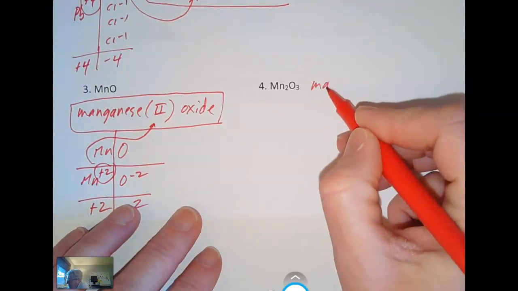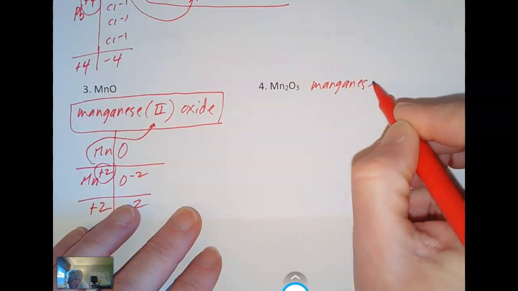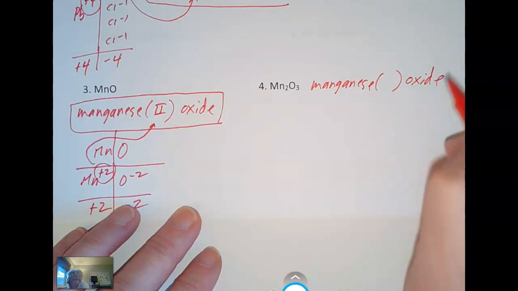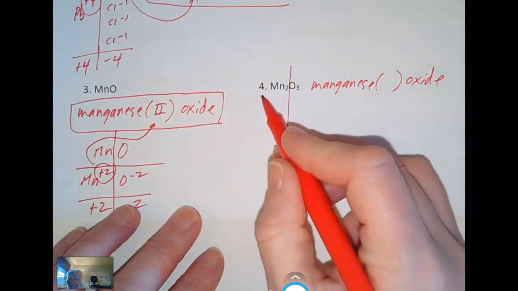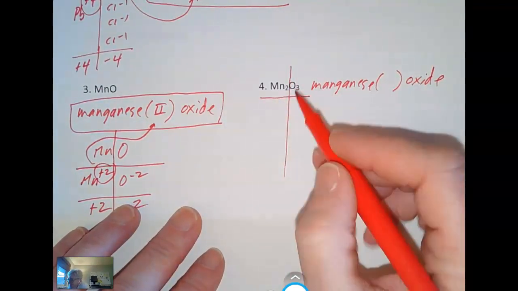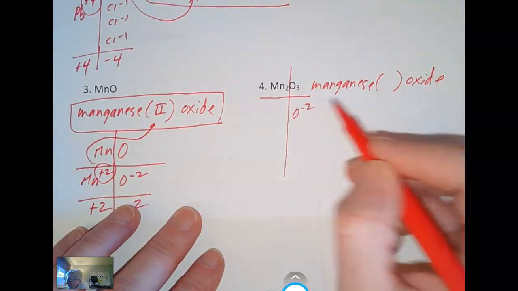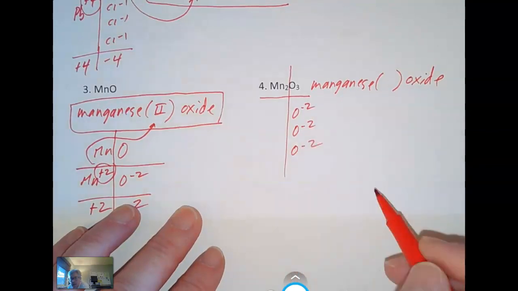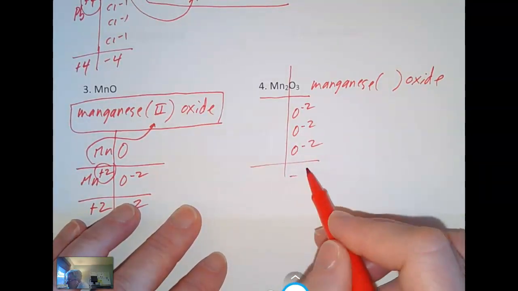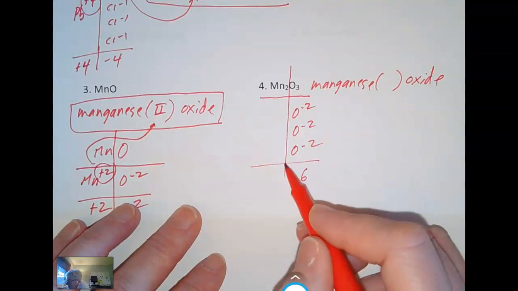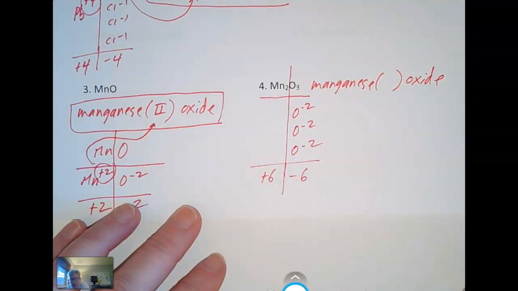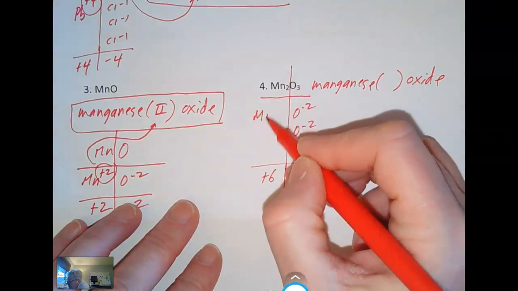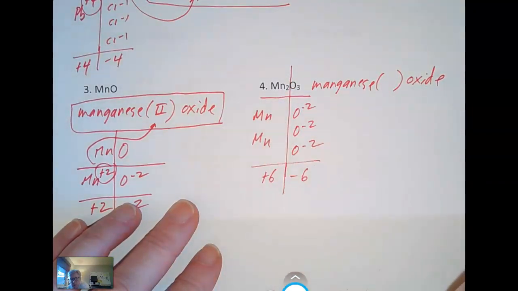Mn2O3. This is manganese again. All right, and I need some Roman numeral and oxide. So let's figure it out using the charge on the oxygen. All right, again, oxygen has a -2 charge, but this time I have 3 oxygens, or oxide ions, I guess I should say. So that adds up to a -6, which means that the positive side has to be a +6, so that we have a neutral ionic compound. But this time I have 2 manganeses.